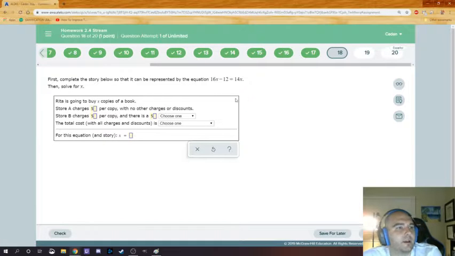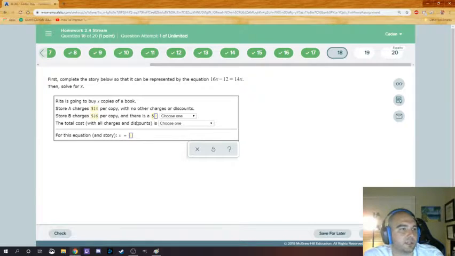All right, another one. We got 16x minus 12 equals 14. So at store A, it apparently charges how much per copy? Now, they're tricky here on me. They have 16x minus 12 on the left. That's not store A. That's apparently store B, because here it just says this much per copy, no other charges or discounts. They're tricking me. They want me to talk about the first side, but it's actually the second side, $14.